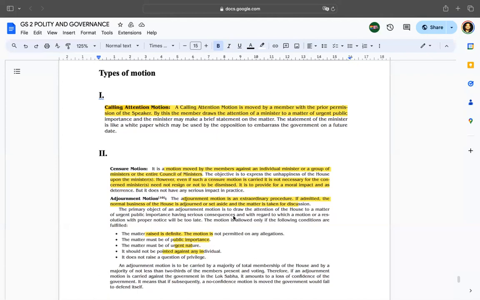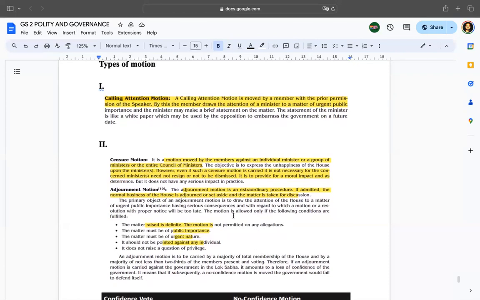The very first motion we have is substantive motion. Calling attention and censure are really big, important motions. But before that, we have also some motions, and that is substantive motion.